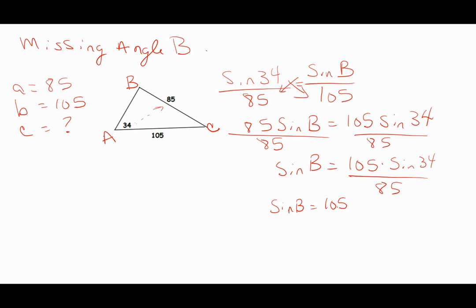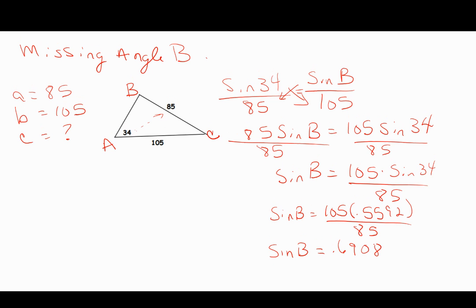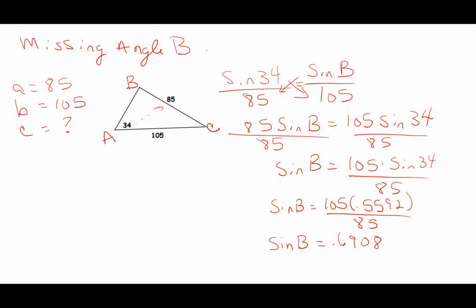So the sine of B is equal to 105 times 0.5592 divided by 85. We're going to multiply that all together. So 0.5592 times 105 divided by 85 gives us 0.6908. So the sine of B is equal to 0.6908.